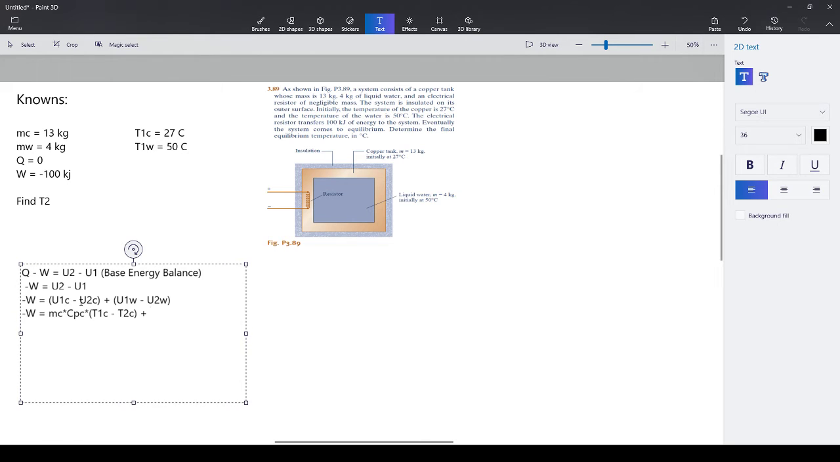Now, we have to do the water one, right? So really quickly, you have MW times CPW times T2W minus T1W. The reason why I flipped those around is because I know the heat transfer, one sec. So the water's heat transfer is negative, so this should be the other way, I think. Let me make sure I get this right. The water's heat transfer is negative, right? Because water is losing heat to the copper. Because it's initially at 50, it's the higher of them, so it's going the other way.